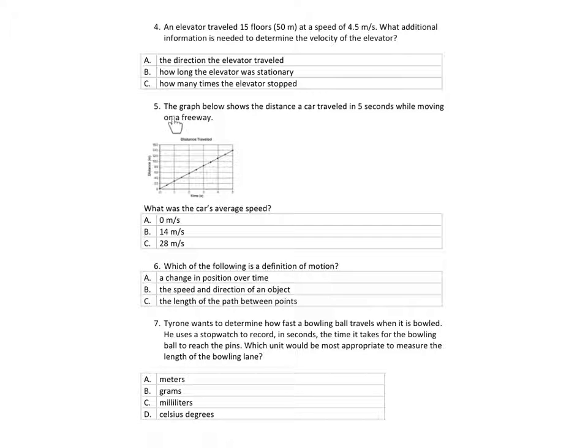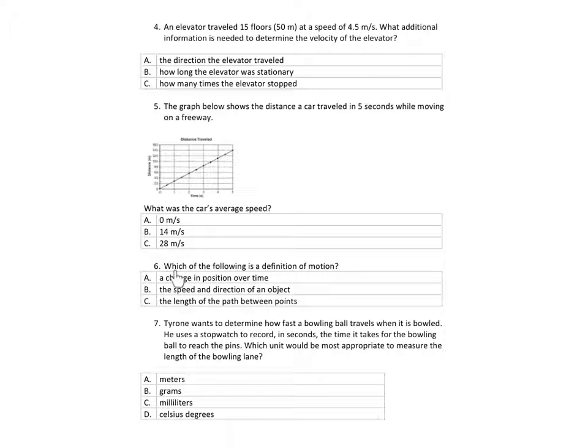Number 5. The graph below shows the distance a car traveled in 5 seconds while moving on a freeway. What was the car's average speed? A. 0 meters per second. B. 14 meters per second. C. 28 meters per second.